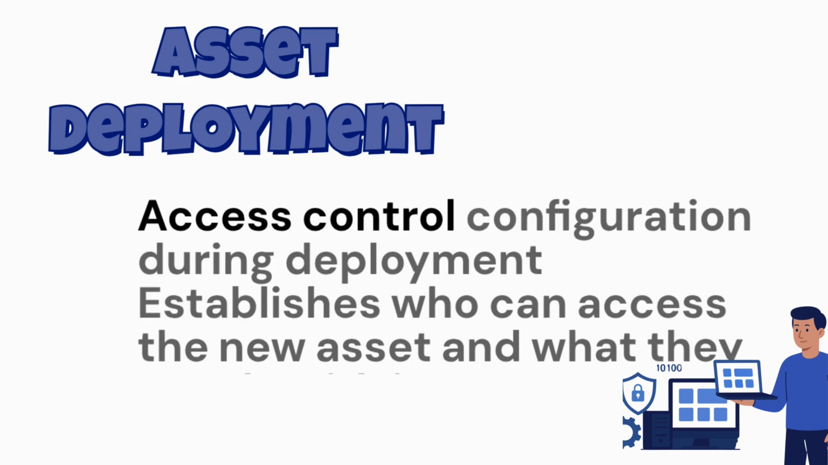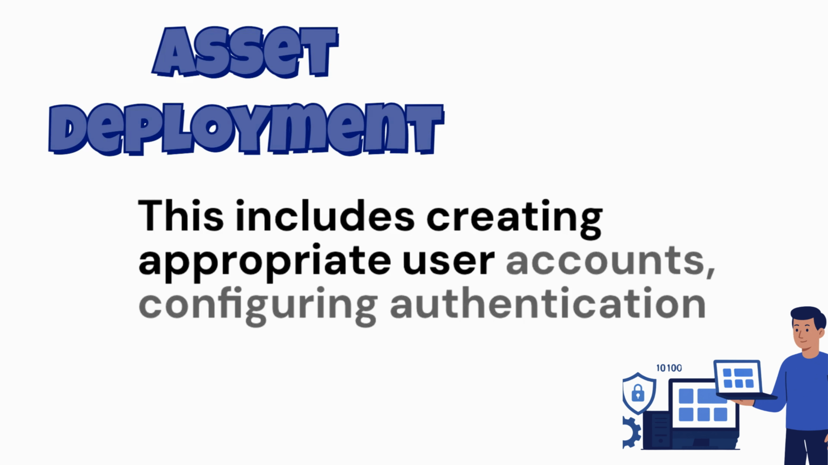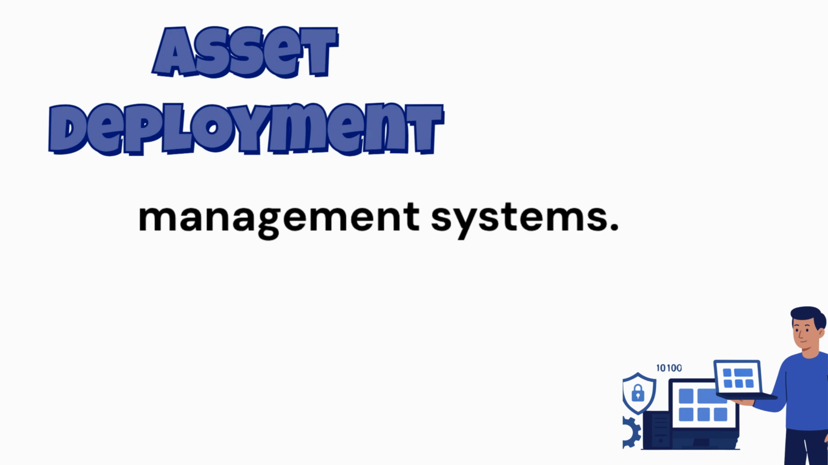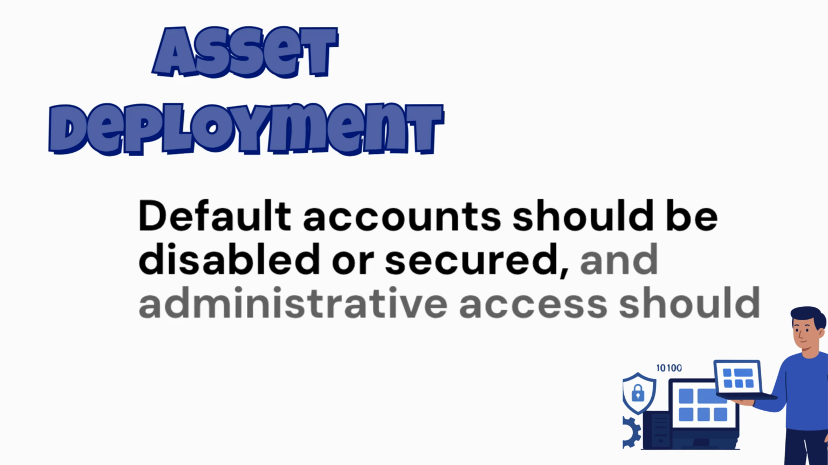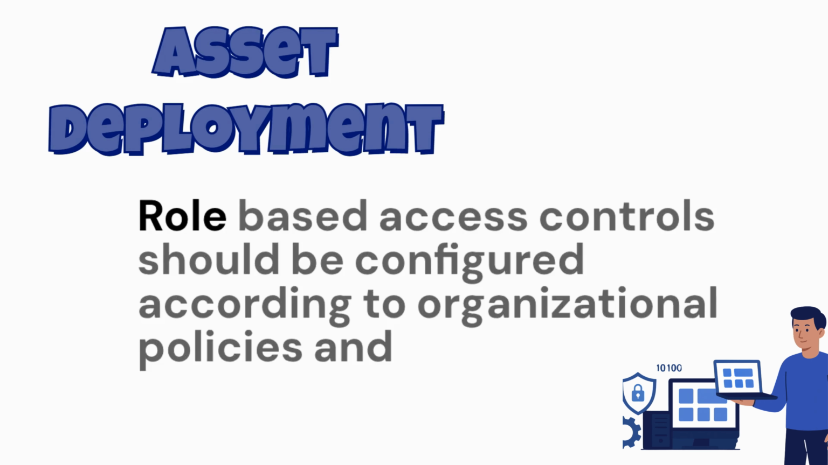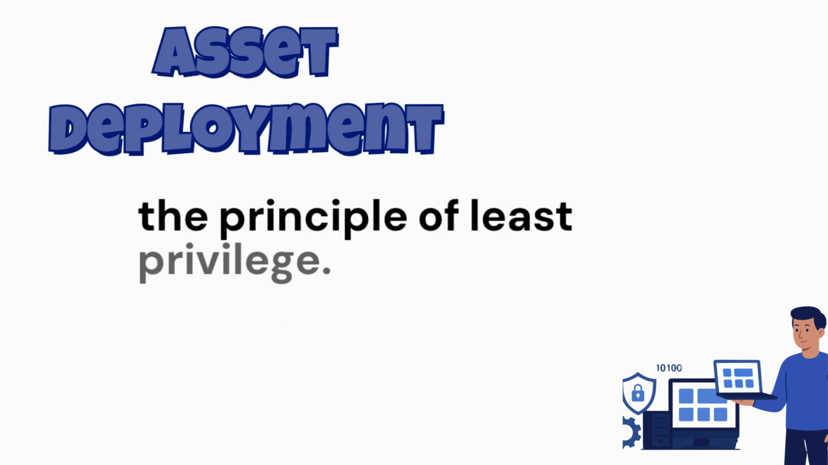operational life. Access control configuration during deployment establishes who can access the new asset and what they can do with it. This includes creating appropriate user accounts, configuring authentication methods, establishing authorization policies, and integrating with identity management systems. Default accounts should be disabled or secured, and administrative access should be limited to authorized personnel. Role-based access controls should be configured according to organizational policies and the principle of least privilege.